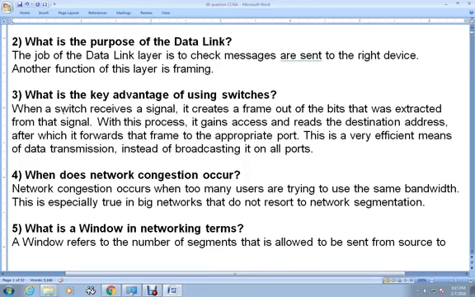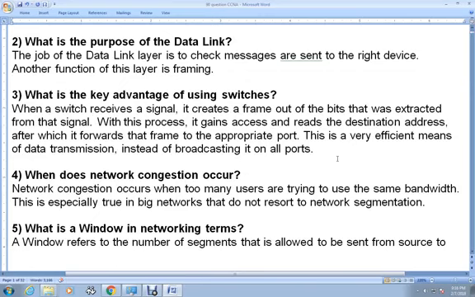If you want to know in depth, when a switch receives a signal, it creates a frame out of the data that was extracted from the signal. The main functionality of a switch is in this layer, the data link layer. It has a mechanism to deal with the data that arrives from the source. With this process, it reads the destination address, after which it forwards the frame to the appropriate port. So basically it will send the data to the particular port where it has to go, whether it has to go to a switch or to a router.